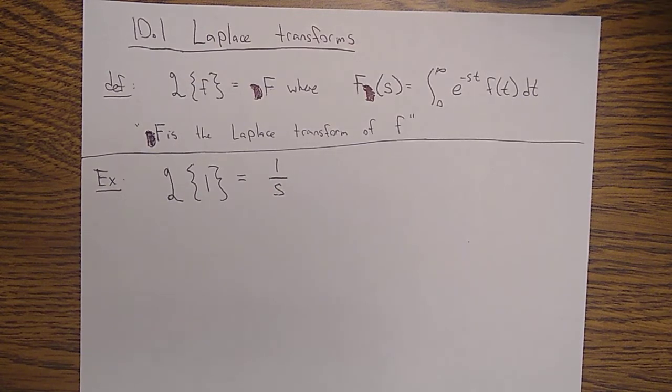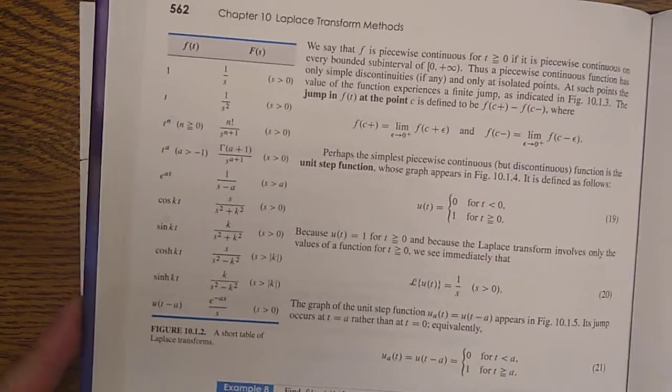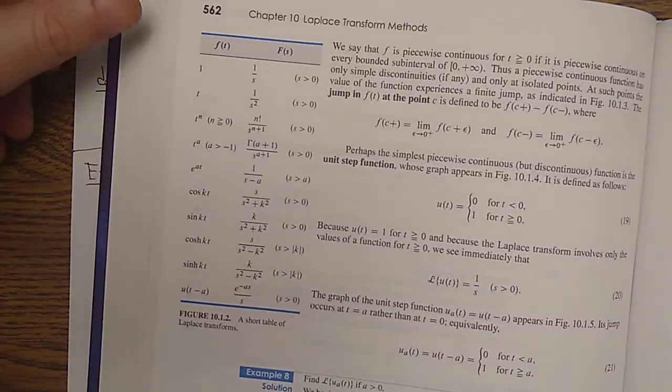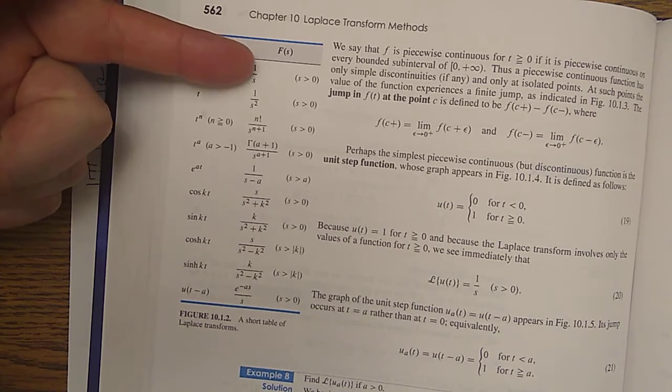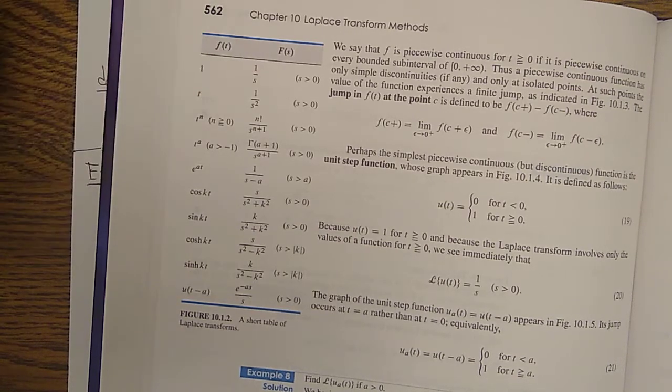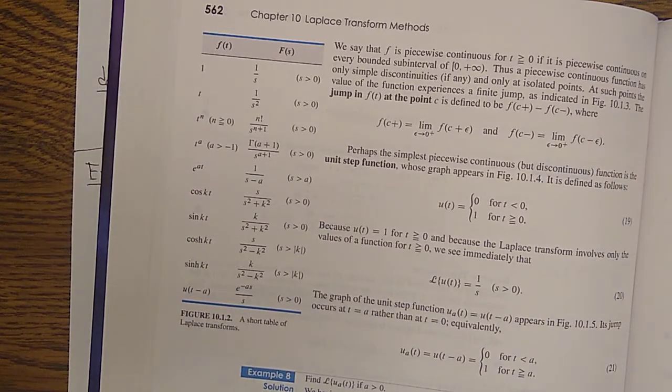Okay, so in the book, there's a table of Laplace transforms of like if little f is this, then its Laplace transform is big F, which is this. I'm just going to check a few of these. I'm not going to check all of them. I encourage you to just refer to the table from now on after we check a few of these.